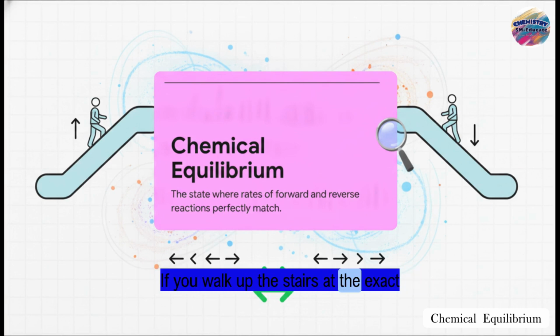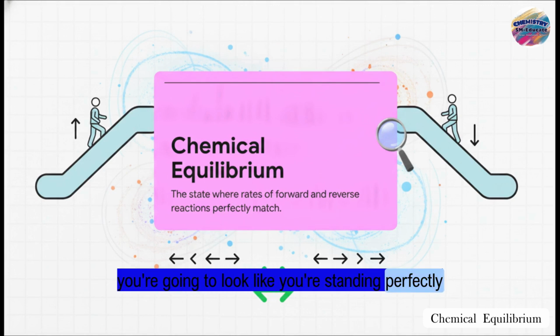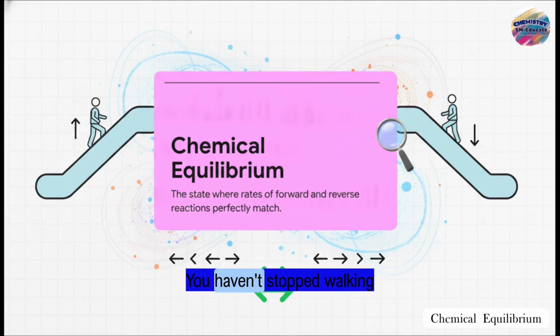If you walk up the stairs at the exact same speed that the escalator is moving down, you're going to look like you're standing perfectly still to anyone watching. You haven't stopped walking, and the escalator definitely hasn't stopped moving, but your rates match perfectly. So, zero net change. That is chemical equilibrium. The reactions haven't stopped at all. They're just happening at the exact same speed in opposite directions, creating this beautiful dynamic balance.